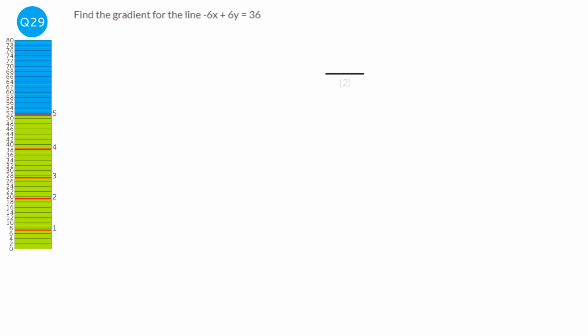So to find the gradient, we need the formula or the equation in the form y equals mx plus c. And the m there will give us what the gradient is. So we're just going to be rearranging this equation.